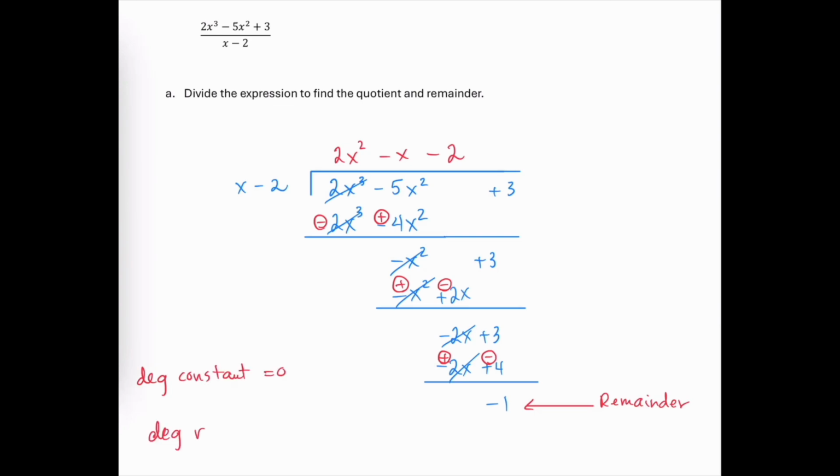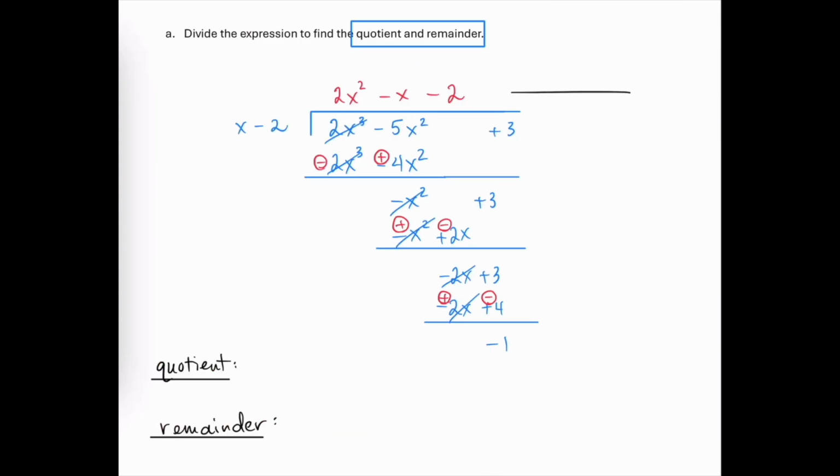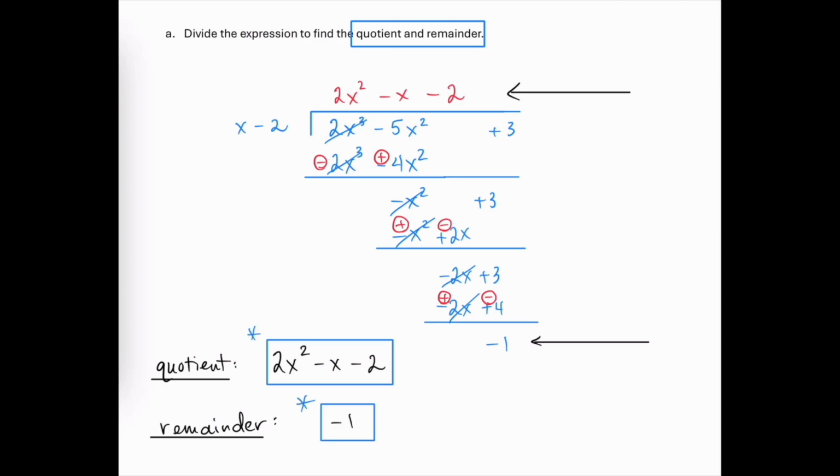That means the degree of our remainder is now less than the degree of the divisor, which means that we're ready to stop with the long division. So it's time to clearly express the quotient and the remainder. The quotient is located up here, so it's 2x squared minus x minus 2, and our remainder is the negative 1 that's located down here, and so this is the answer to part A.